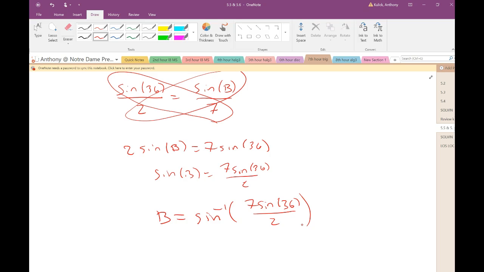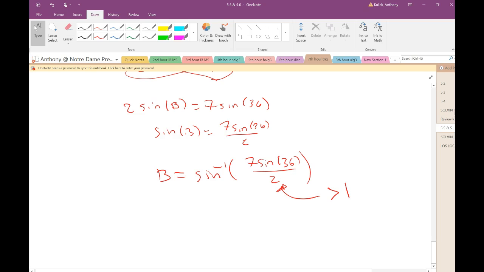Yeah, we got an error. Why did we get an error? What does 7 sine 36 over 2 give us? It's bigger than 1. Can we take the sine inverse of that? No. So what does that imply? There's no triangle possible there. Sure, that's not incorrect.